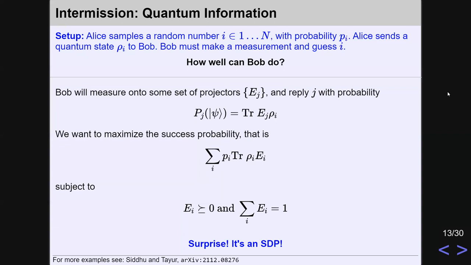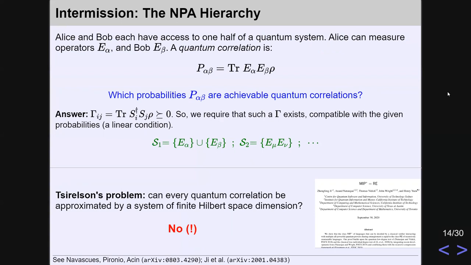And if you're interested in this sort of thing, there are 4 other examples in this paper on arXiv from last year by Situ and Taylor, at least one of whom I think is at CU Boulder. I don't remember about both of them. There was another example, maybe a little bit more famous, called the NPA hierarchy. And this will actually be to some extent the basis for what follows.